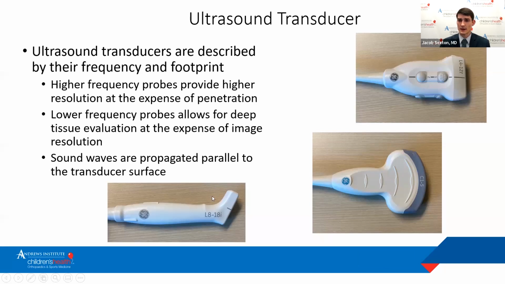And then you have the hockey stick, which is kind of an upgraded version of the linear probe with an even higher frequency of 8 to 18, and vice versa. Probes that have a lower frequency allow for deeper tissue evaluation, but you sacrifice image resolution. So it's very important to understand what anatomic structures you're looking at, which will determine what probe you need.